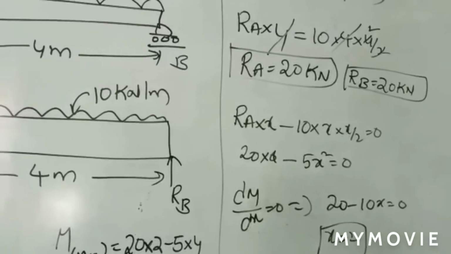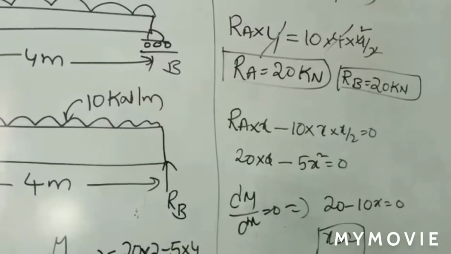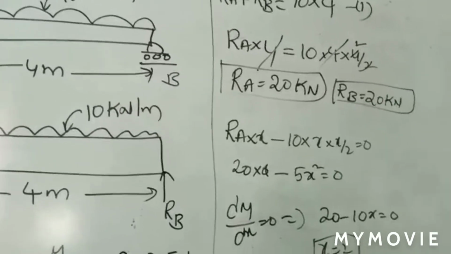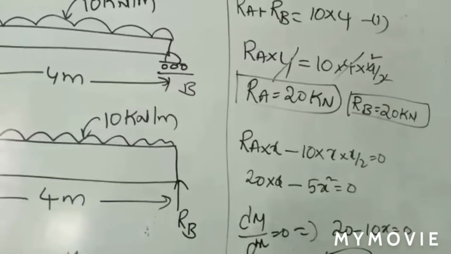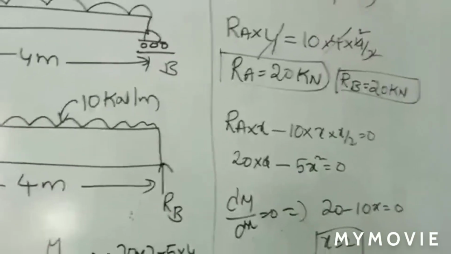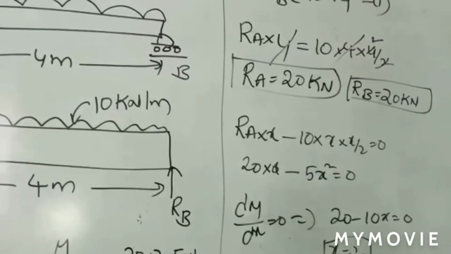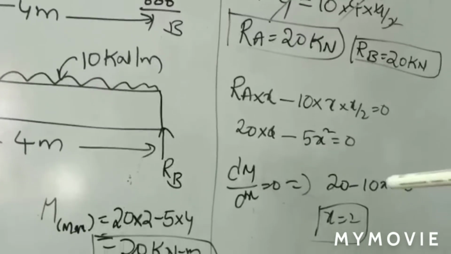So this is a very easy step, no need to get confused, and it is the easiest process also, rather than drawing your shear force diagram or bending moment diagram, identifying the exact location and then calculating the bending moment value. All these things are time taking processes. By using the equation directly you will get the answer, so dM by dx equal to 0. So 20 minus 10 into x equal to 0, so we will get x equal to 2.